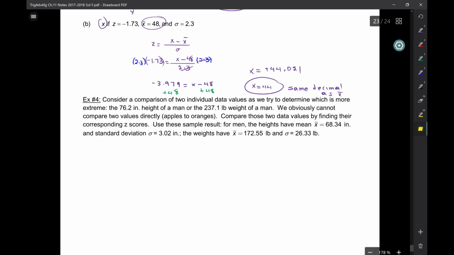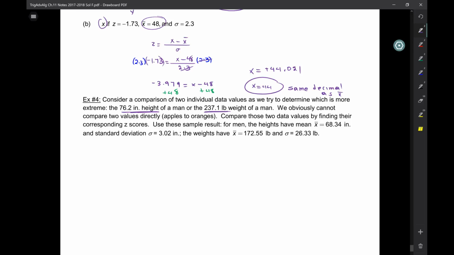So you want to see which is more extreme: the man who is 76.2 inches tall, or a man who is 237 pounds, right? You want to see which one is more extreme? No, so these are completely different things. These are our individual x's. So we can't compare the values directly, right? Because it's height and weight. One is apples, one is oranges.